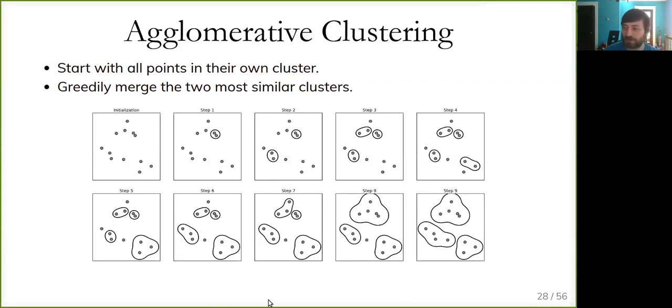The reason why this is also known as hierarchical clustering is that you don't actually get out one clustering of the data. You can think of each step here as a different clustering of the data. So the first step, where each point is in a separate cluster, is obviously not very informative. And if I go to step 11, where everything is a single cluster, that's also not very informative. But each step in between corresponds to some non-trivial clustering of the data.